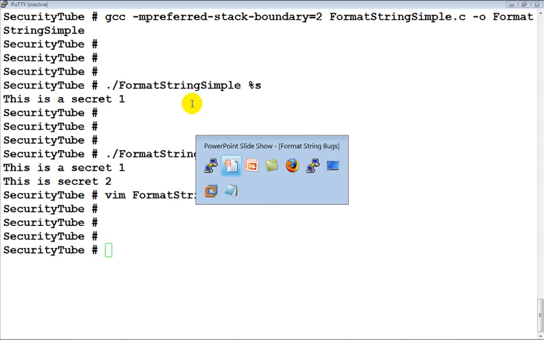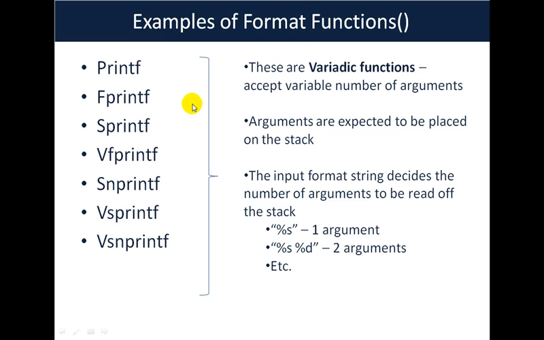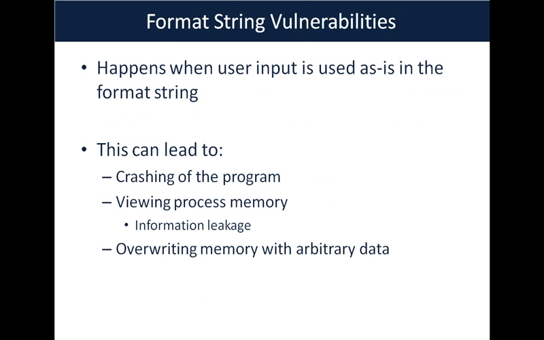Now let's go back to our slides. So basically, what are format string vulnerabilities? They happen when user input is used as is in the format string, and this can lead to crashing of the program, viewing of the process memory, and information leakage. This is exactly what we saw right now. And also overwriting the memory with arbitrary data, right? We'll look into all of these three different things which can be achieved with format strings in later videos.